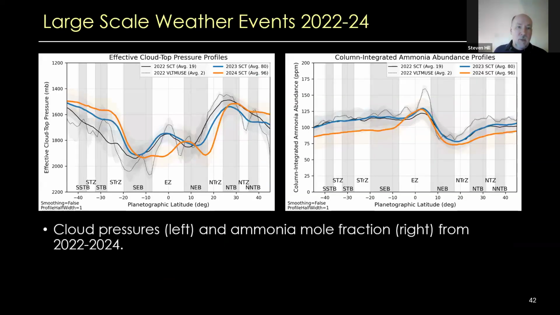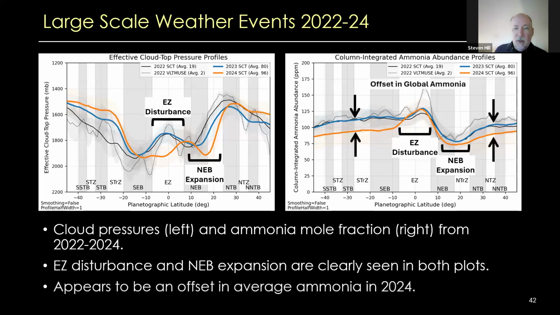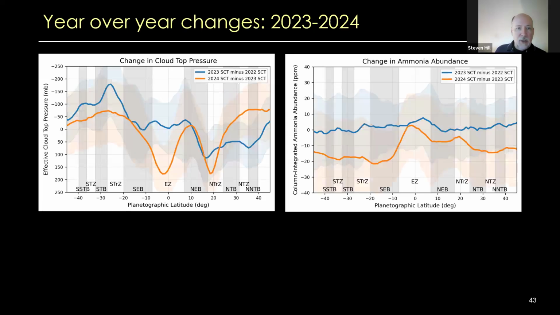We can also look at large-scale weather events in 2022 and 2024. Here I'm plotting 2024 in orange, and blue is 2023. Pressure is on the left, ammonia on the right. What we can see is the result of the equatorial zone disturbance in 2024 showing a clearing of clouds, as well as the north equatorial belt expansion showing a clearing of clouds into the north tropical zone. But we also have this sort of curious global offset in ammonia, which may be a calibration issue.